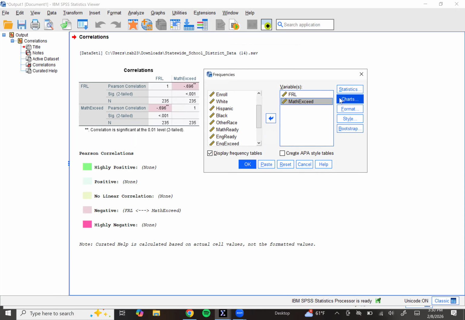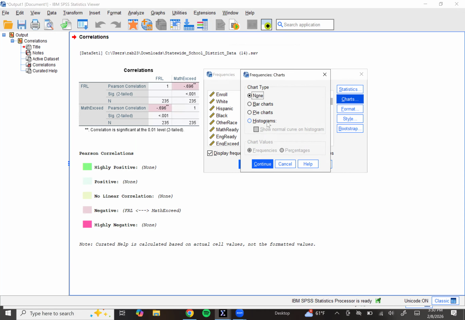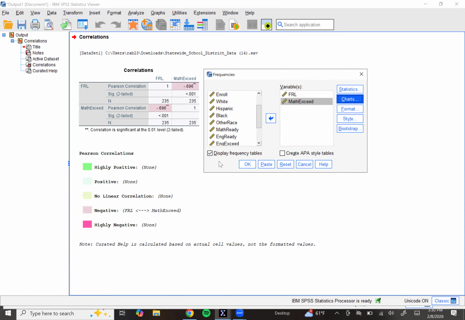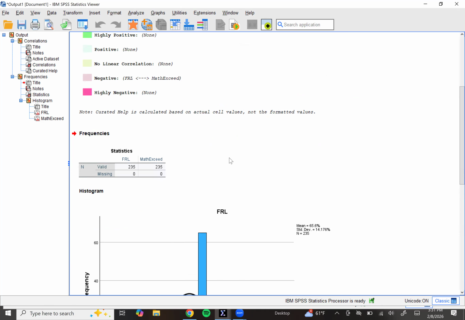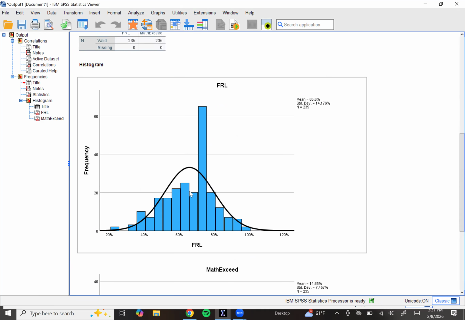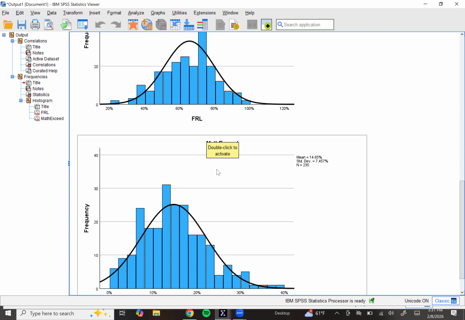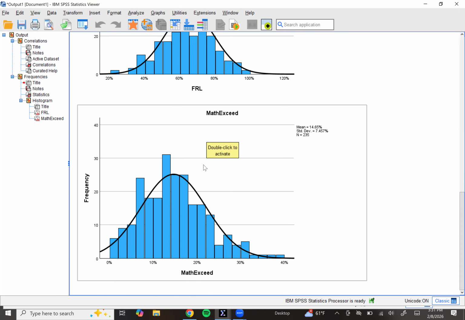Now we're going to go to Charts and click on Histograms. We're also going to click on show normal curve on histogram, and hit Continue. And we're going to uncheck the display frequency tables because that's not what we're looking for right now, and we'll hit OK. If we look at our histograms, we can see that there is a normal bell-shaped curve for the free and reduced lunch variable and also for scoring exceedingly in math.